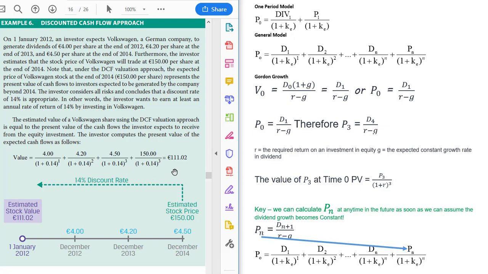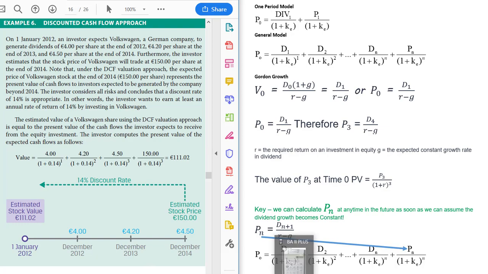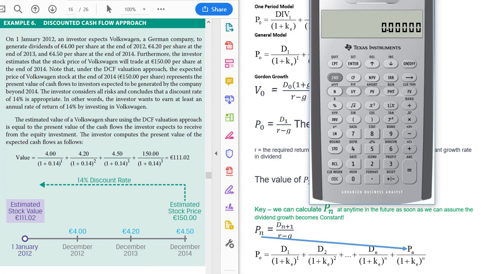And so when we add that all up, the correct answer is 111 euros, 0.02. That's the estimated stock value price, or sometimes we call that the intrinsic value. Okay, and we learned how to do that on the calculator.